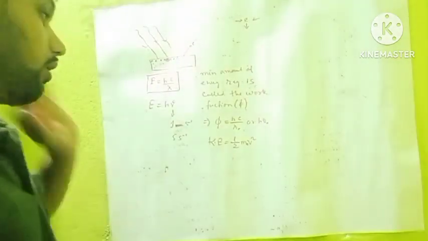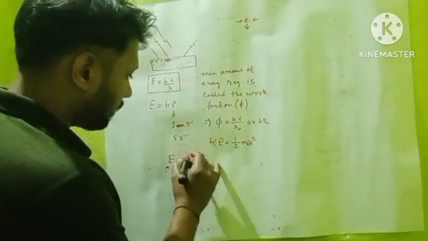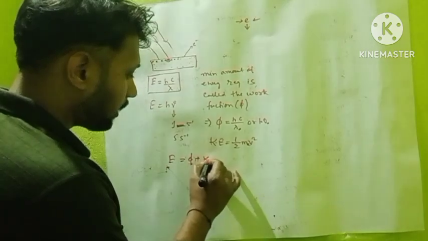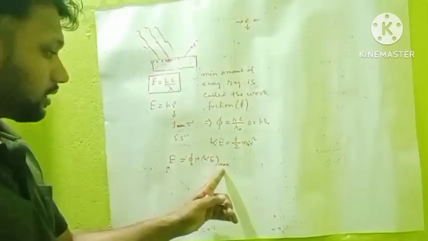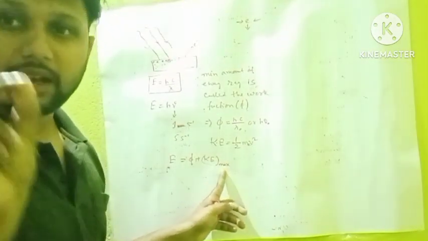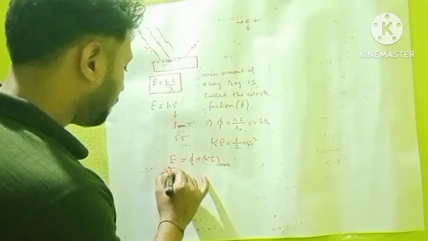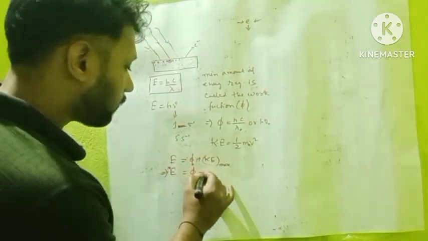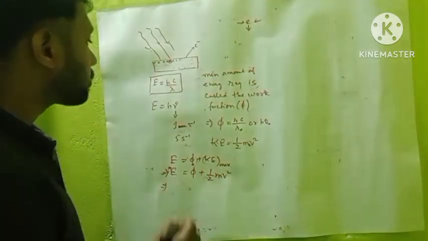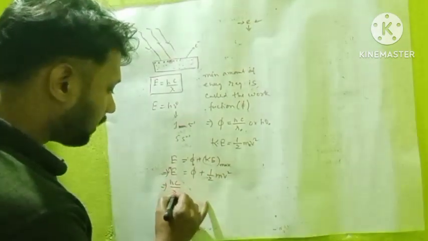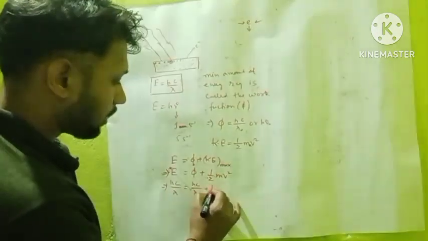Now if we apply energy conservation, we see E is equal to the work function plus kinetic energy, and this is the maximum kinetic energy an electron can possess. E is the applied energy, phi is the work function, and KE is half m v square. Let me write this in terms of hc by lambda: hc by lambda equals hc by lambda naught plus half m v square.